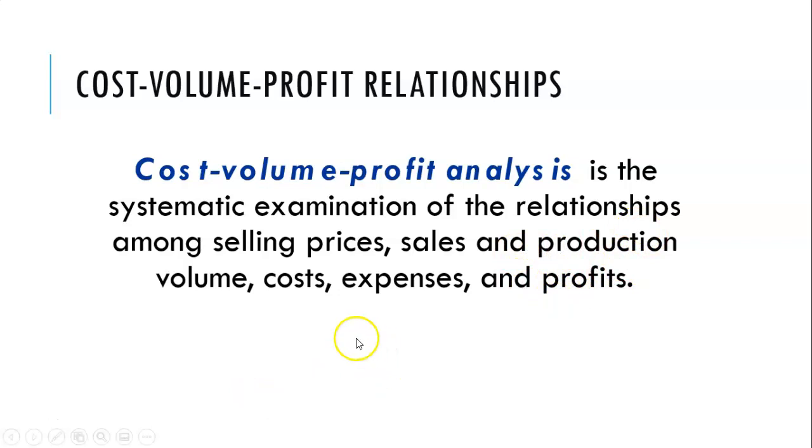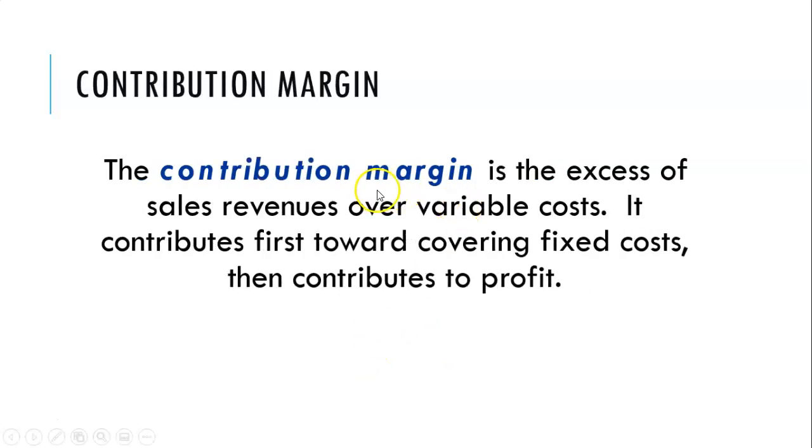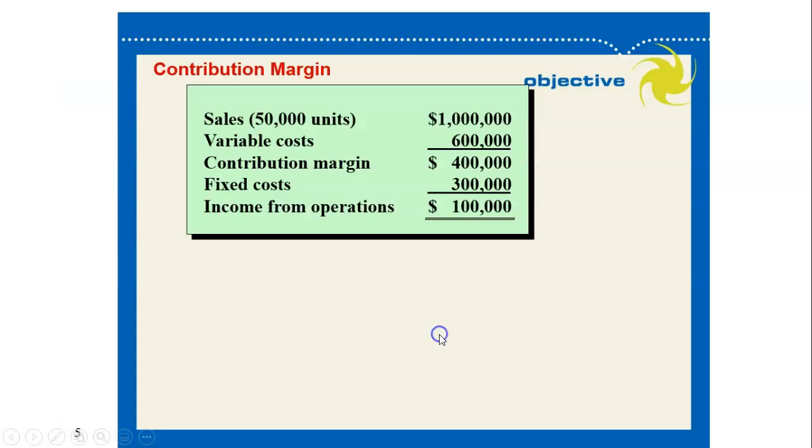Management needs to be able to understand all of those relationships so that they can answer questions and make decisions. The contribution margin is the excess of the sales over the variable costs, only the variable costs, not all the costs. It contributes first toward covering the fixed costs. Whatever's left over after we subtract variable costs is the amount that can be applied to fixed costs. And then if there's still some left over, that is our profit.